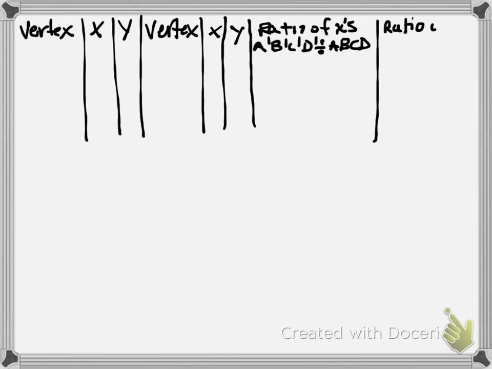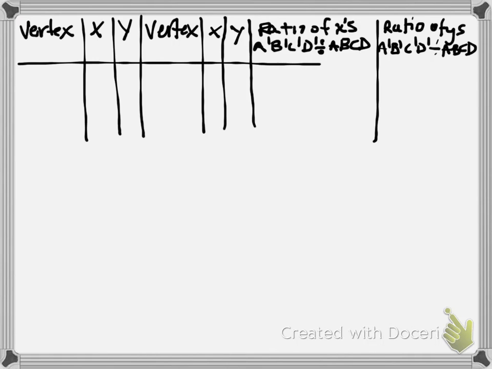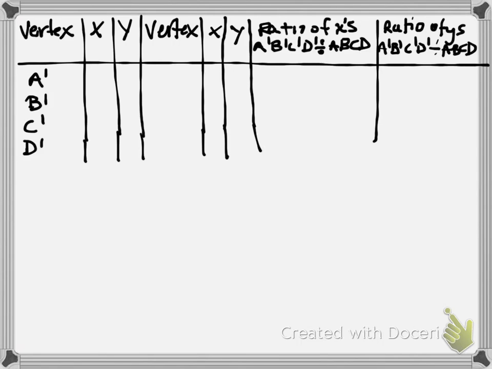And then we have a ratio of y's. And again, A prime, B prime, C prime, D prime, and we're going to divide by A, B, C, D. So we're going to have vertex A prime, B prime, C prime, D prime. We're going to have vertex A, B, C, D.